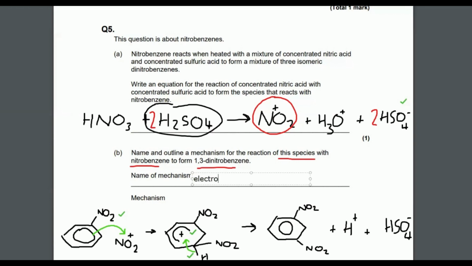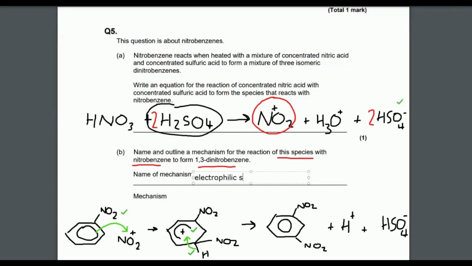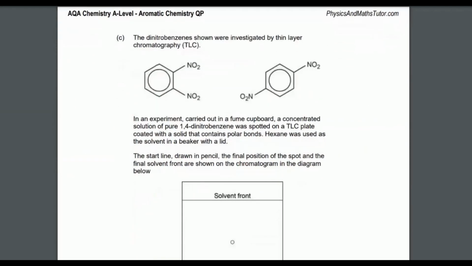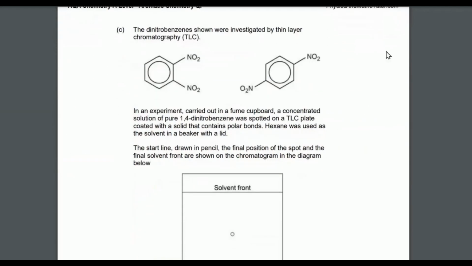Awesome. So your marks here were for the curly arrow from the ring to the nitronium ion, and then the arrow returning to refix the broken ring with a positive symbol, and that would get you all those marks. This is electrophilic substitution because a hydrogen atom is being substituted for NO2. All right, let's move on to the next question.